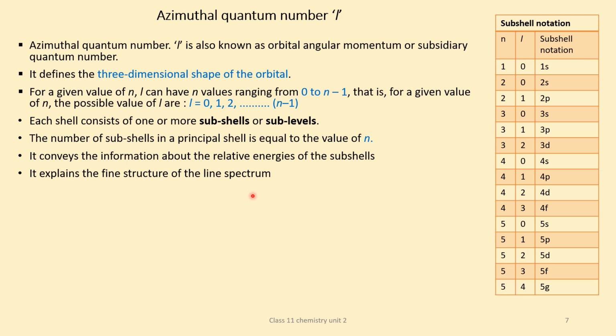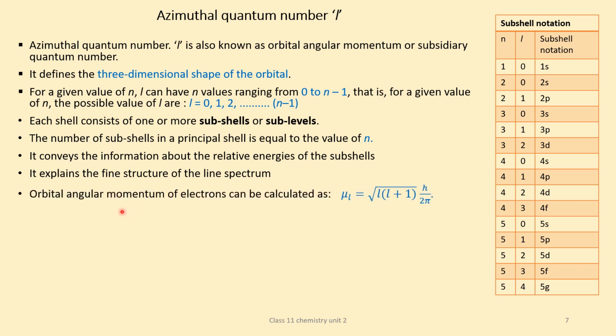The azimuthal quantum number explains the fine structure of the line spectrum. The orbital angular momentum of electrons can be calculated as mu l is equal to the square root of l into (l plus 1) into h by 2 pi.